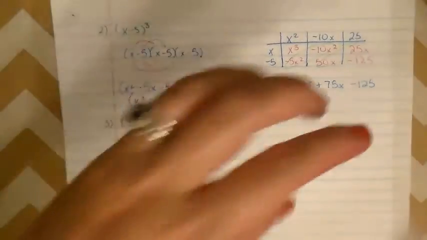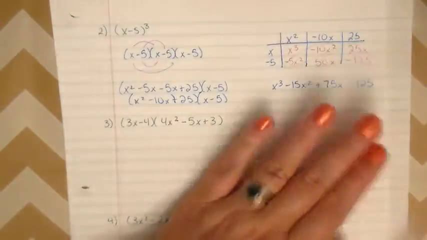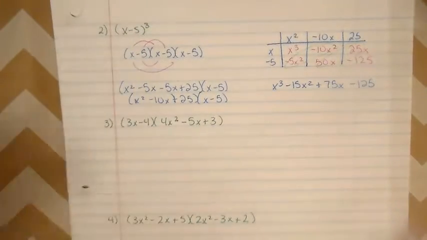Now let me show you the difference between the table method for the 2 by 3 and the FOIL method for the 2 by 3.